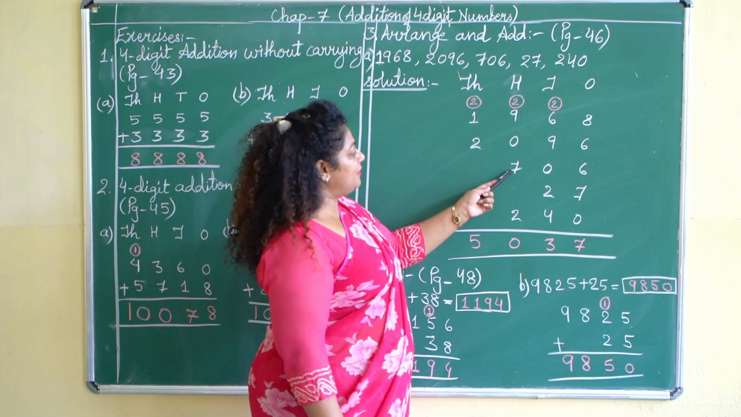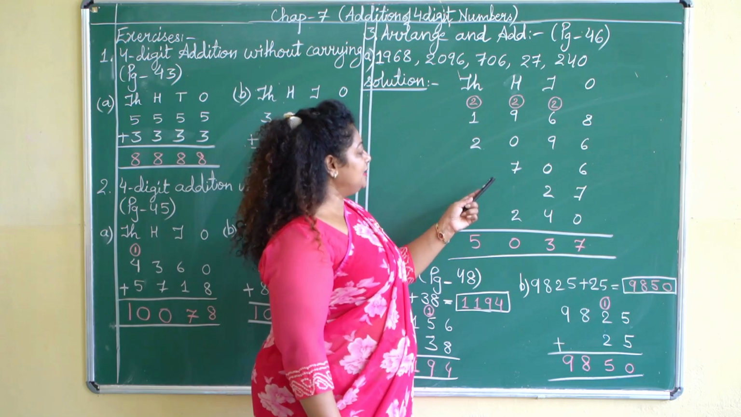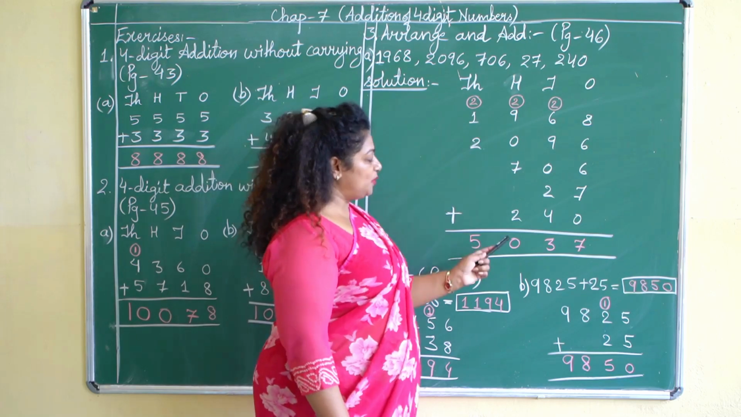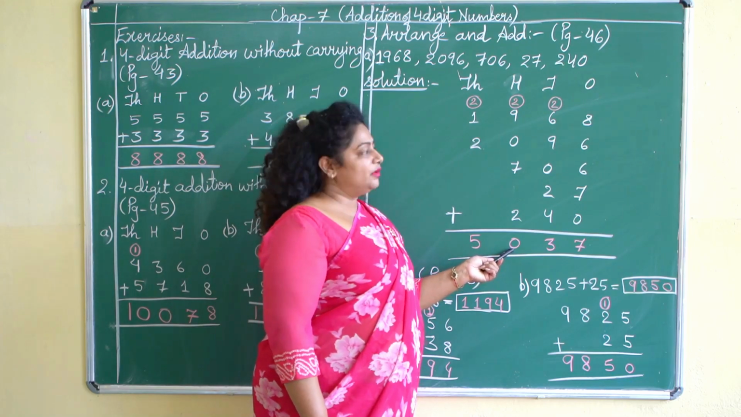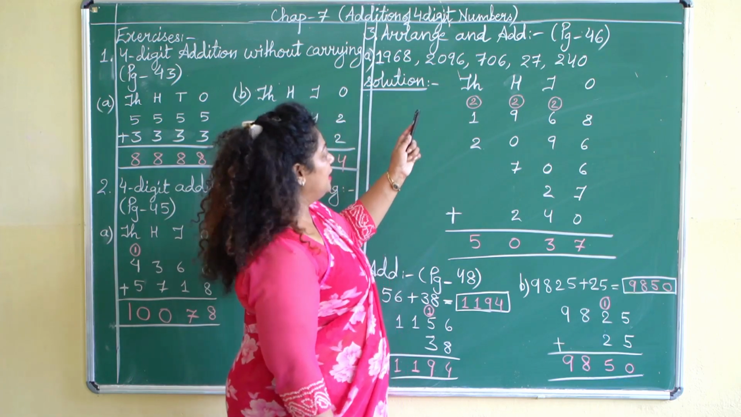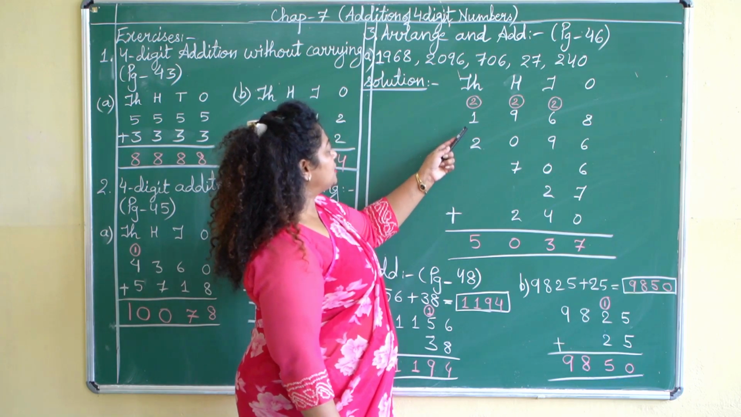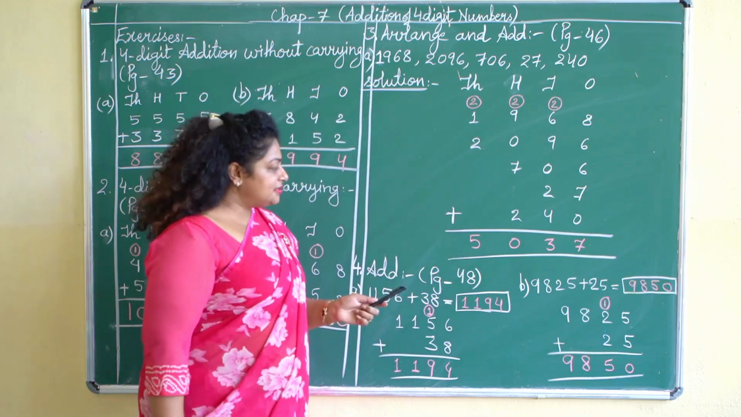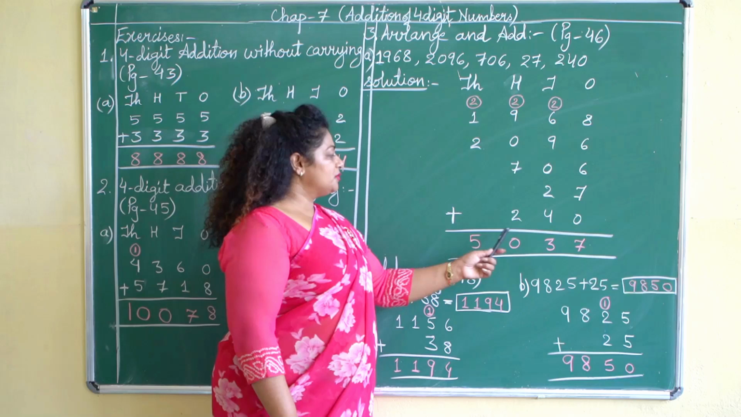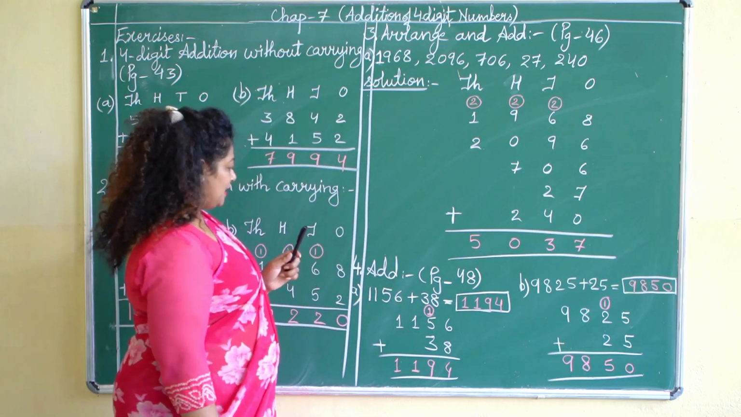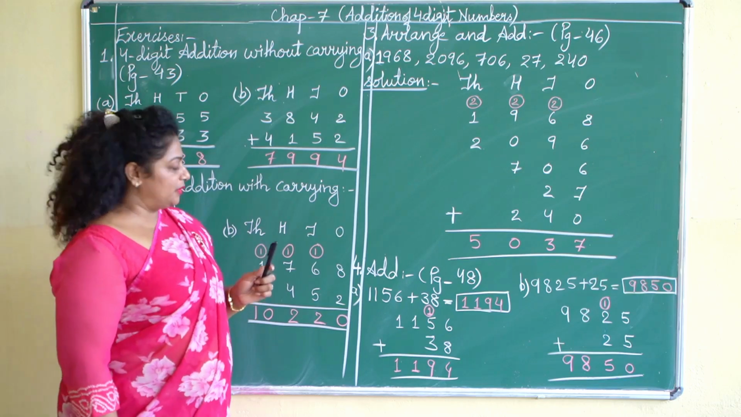Now 9 plus 7 is 16. 16 plus 2 is 18 and 18 plus 2 is 20. So 0 will be written over here and 2 will be written on top of 1. That is in thousands place. Now let's add it. 2 plus 1 is 3. 3 plus 2 is 5. So the answer we got is 5037. I think it's clear to you children. Next proceed to the next question.